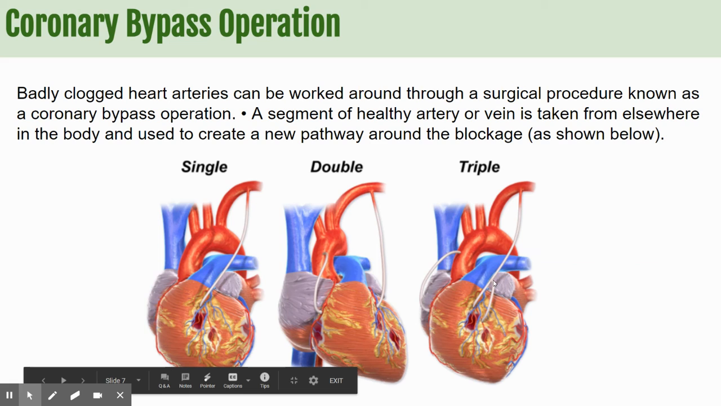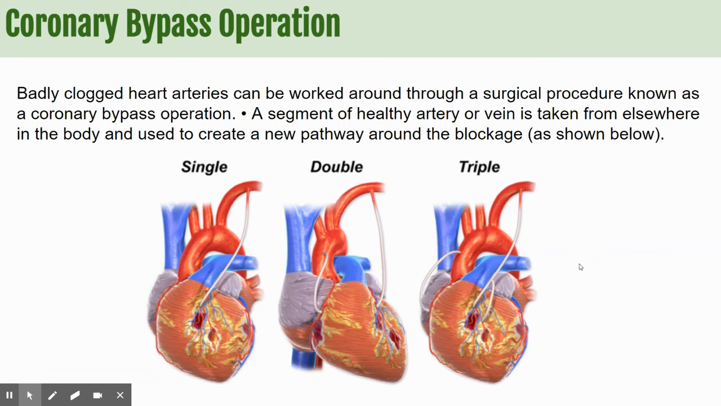And then there's a triple bypass. You've probably heard these terms in the news or with family members, and now you have kind of an idea of what's going on. So you're basically creating a new artery or vein taken from somewhere else in the body, and it's used to create this new pathway around the blockage.